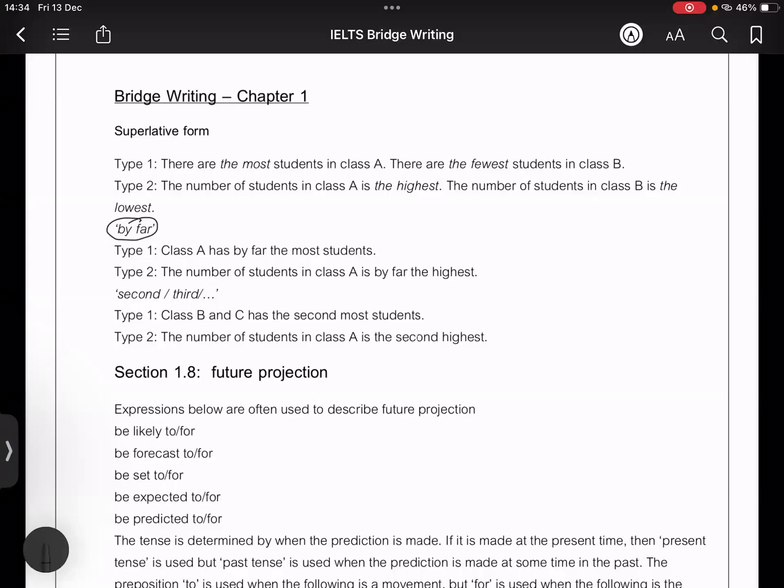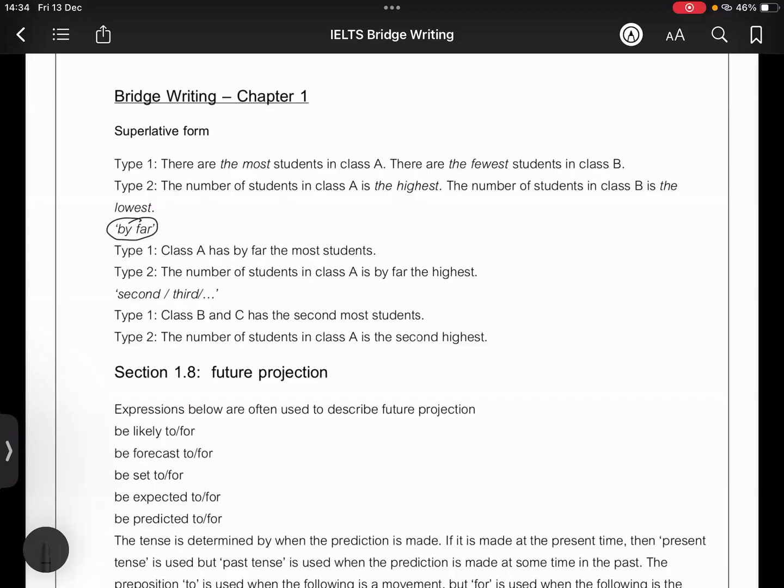Now when you talk about the second in ranking, you can place the order number second between the article the and the superlative adjective. For example, class B and C have the second most students. Don't forget the superlative adjective though, because if you say class B has second students, it changes the meaning. Class B has the second most students.